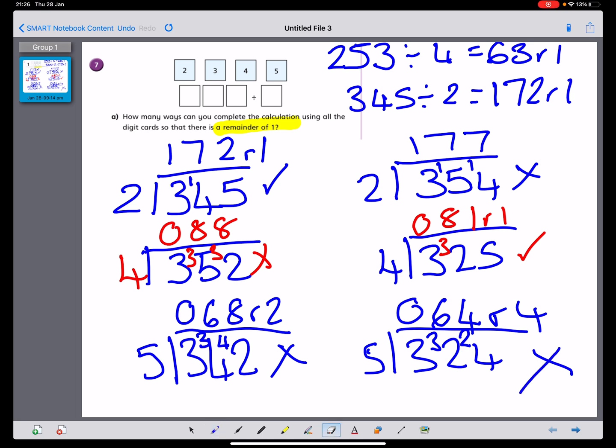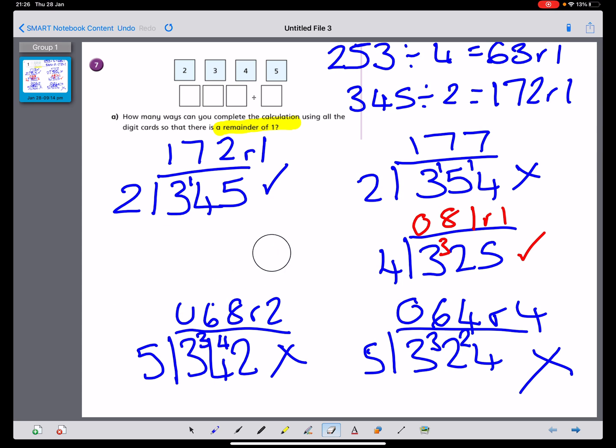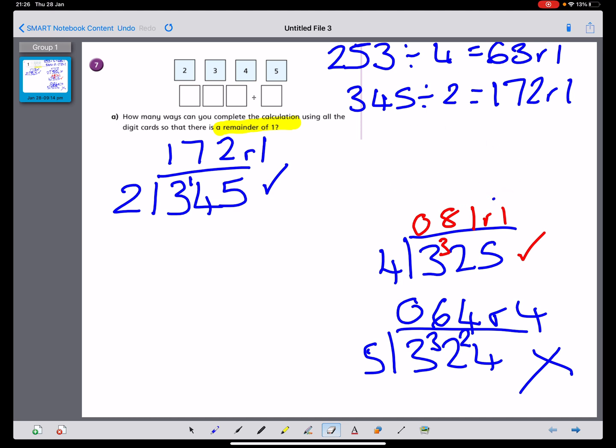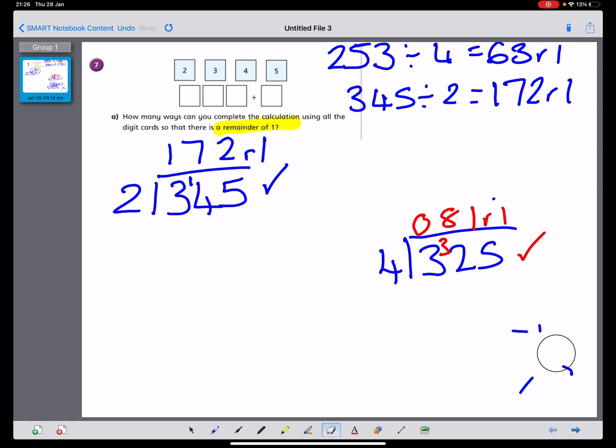So that means I can take 345 divided by 2, that worked. And I can also take 325 divided by 4 because that worked. Oh, I've already written that one. So I can take 325 divided by 4, that worked. That gave me 81, remainder 1.